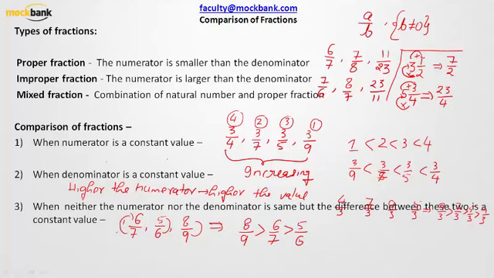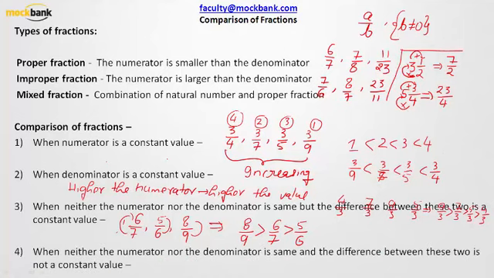Now the fourth type that I think should come to your mind is when neither the numerator is the same nor the denominator is the same, and the difference between these two is also not the same. I will be discussing this fourth case in my second video of comparison of fractions.